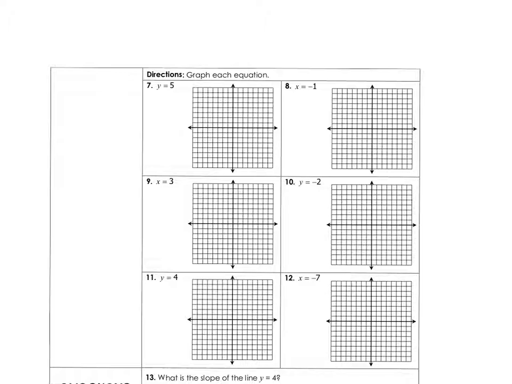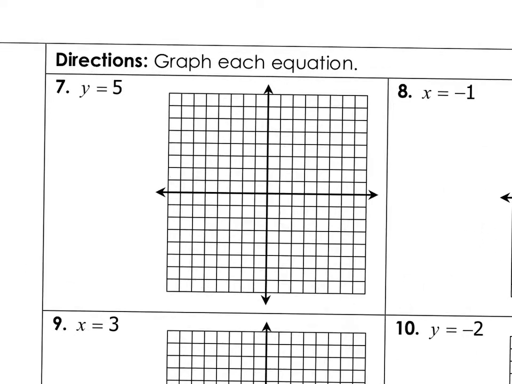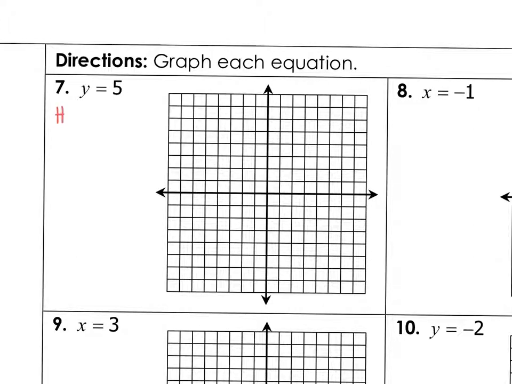So number 7, we have y equals 5. That's a horizontal line, and it's a horizontal line with an intercept at 5. 1, 2, 3, 4, 5. It's an intercept of the y-axis because it's horizontal. And that is a horizontal line through y equals 5, as straight as I can get it there. And that does have a slope equal to 0.